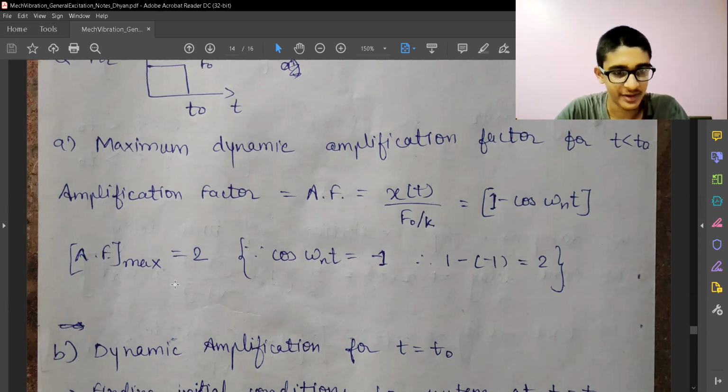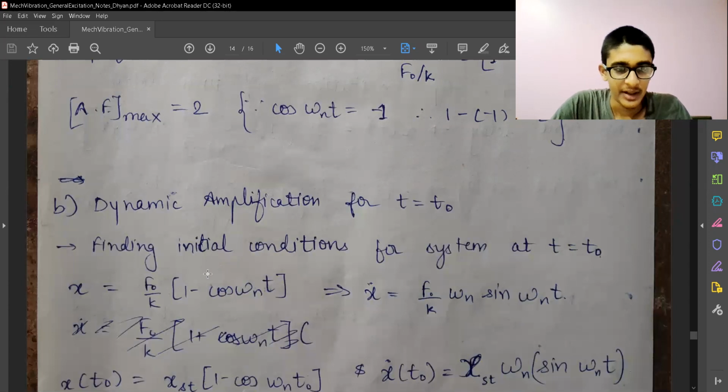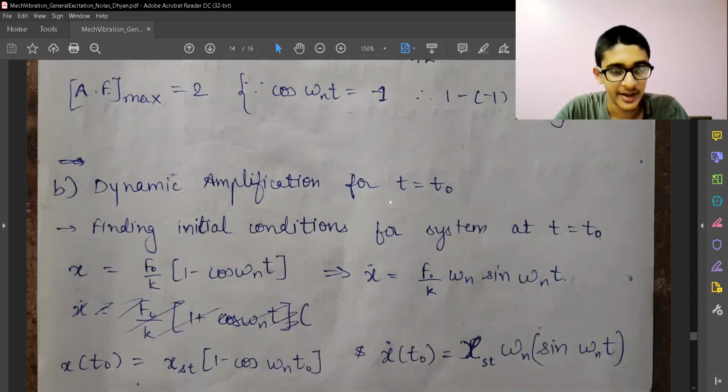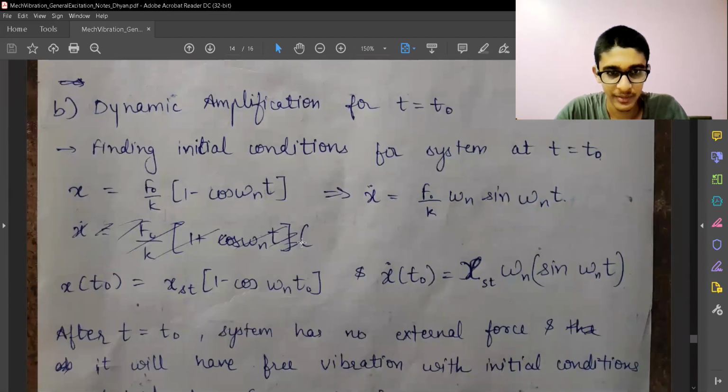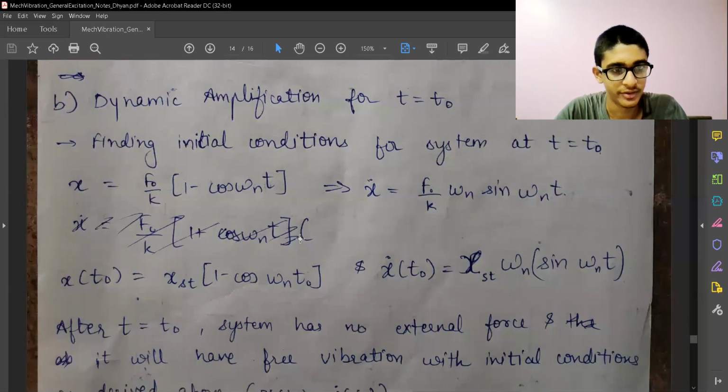So the maximum amplification factor will be 2 because cos omega nt can take a minimum value of -1. So we'll have the maximum value of 1 minus of -1, that is 2. And then when it says find the dynamic amplification for t is equal to t0, we need to do some maths and get the exact response where there are no unknowns.